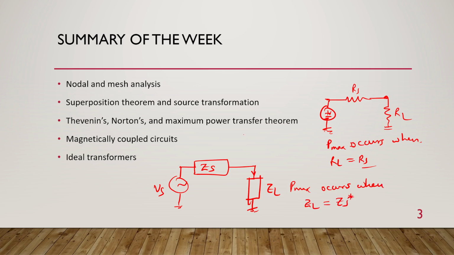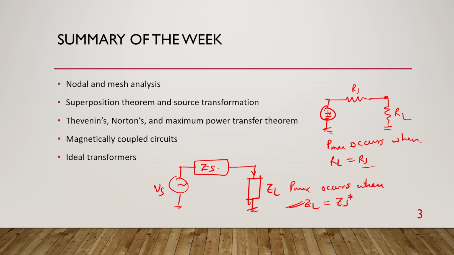So basically the reactive part of this impedance ZL should be the negative of the reactive part of this impedance Zs, and the real part should be the same. Okay, when this condition is met, you can say that the maximum power is being transferred to the load ZL. This is what is different from the case of DC circuits.